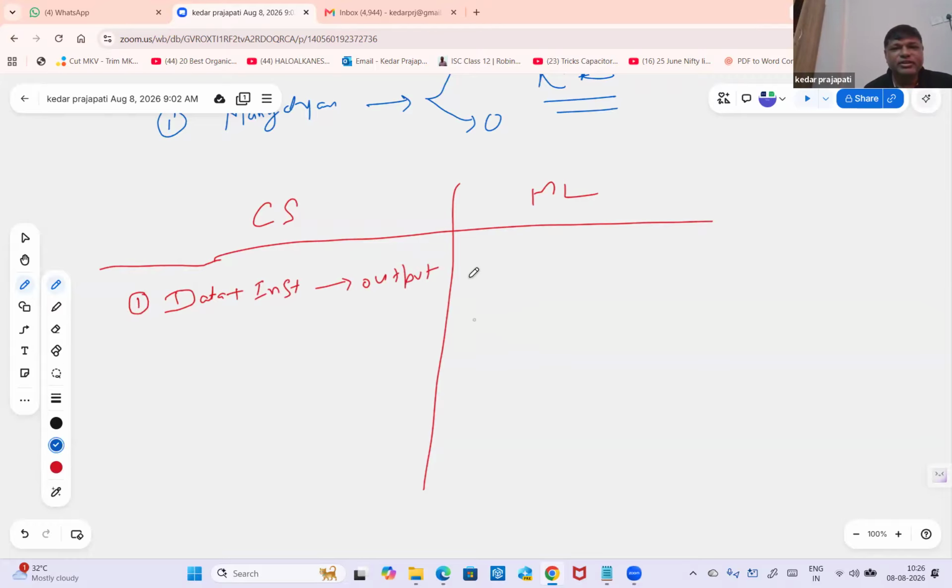But in machine learning, you are just passing data, and you are also giving output.